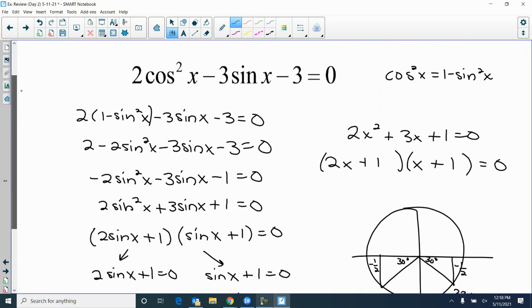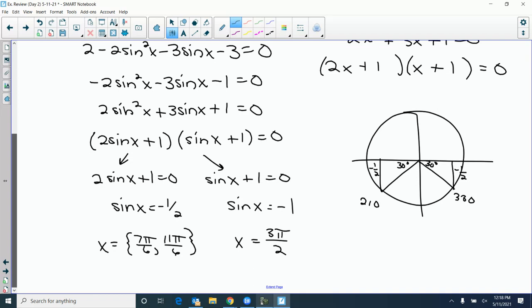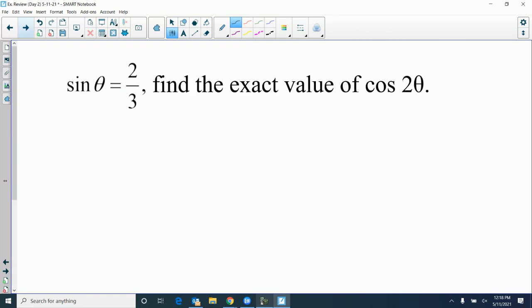But you got to convert it to 1 minus sine squared first. A lot going on with that one. Okay. Find the exact value of cosine 2 theta. If you got your identity sheet, you can copy down the right-hand side. These are where these formulas come into play. Yeah, don't forget there's some difference formulas, but those are on your review sheet as well.